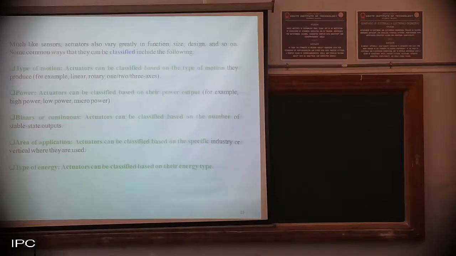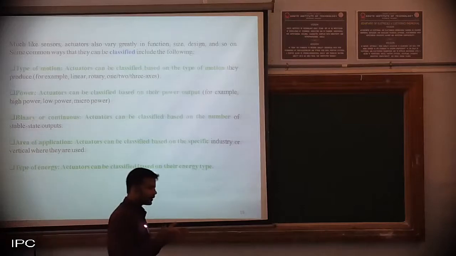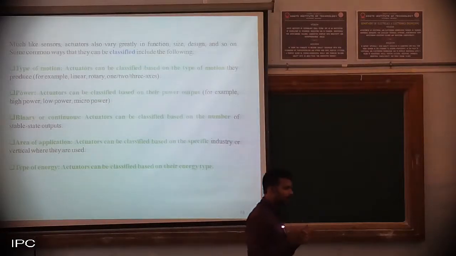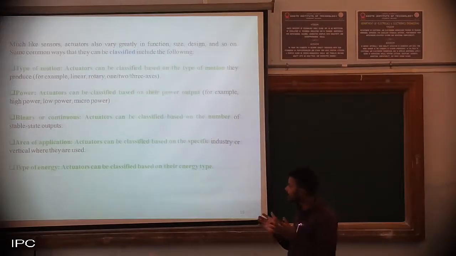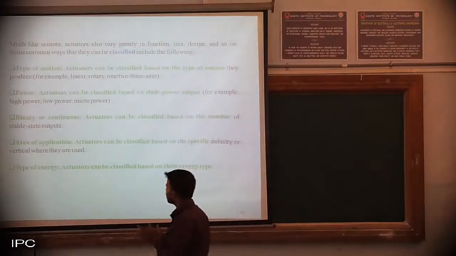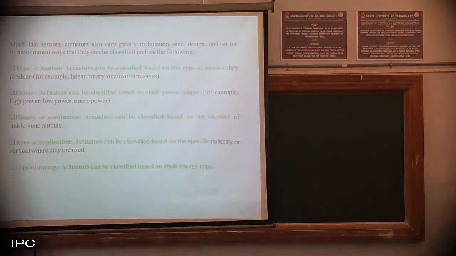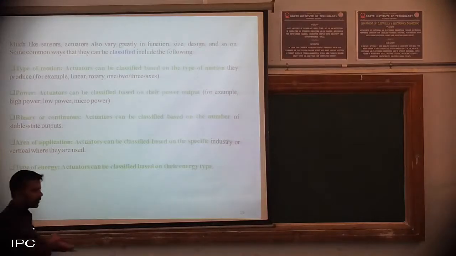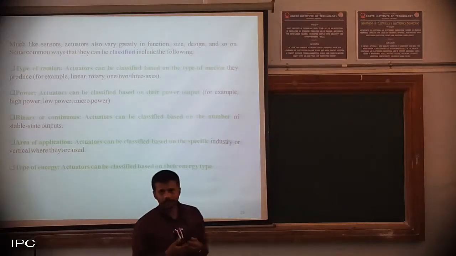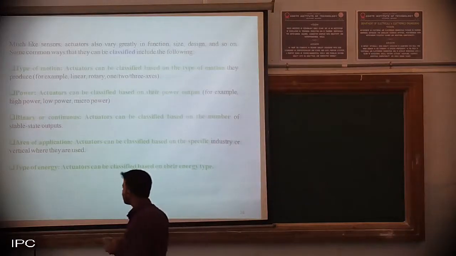Then binary and continuous. Depending on whether it is stable or unstable, binary means whether it is getting changed on a scheduled span or whether it is a continuous one. Depending on that also we can classify. Then area of application: where we are going to use these actuators, whether it is industrial, agricultural, vehicle transportation, or medical applications. Depending on that also, these actuators can be classified.